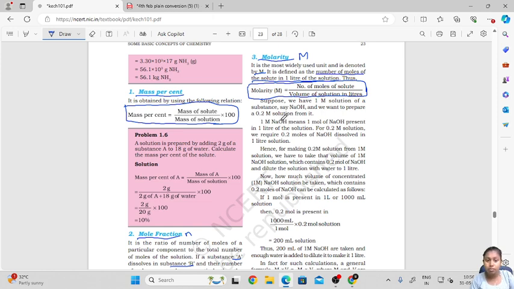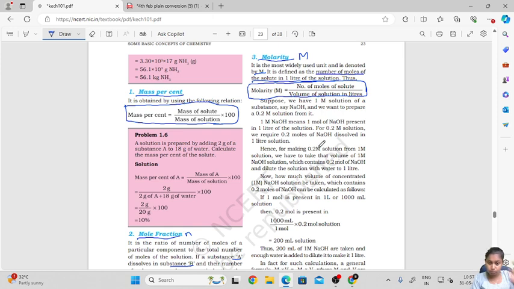1 molar NaOH means 1 mole of NaOH present in 1 liter of solution. That's what we said here, right? Number of moles of solute in 1 liter. So for a 0.2 molar solution we require 0.2 moles of NaOH dissolved in 1 liter of solution. So however many moles you want, that many moles in 1 liter of solution.